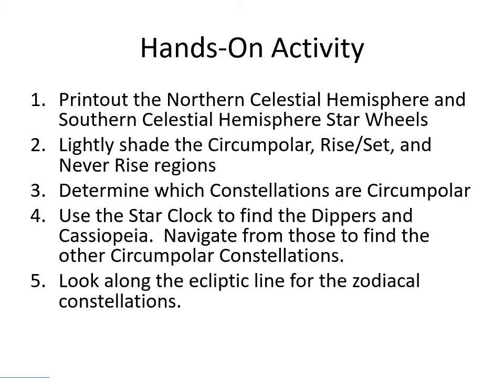To determine which constellations are circumpolar from your observation site, print out the Northern Celestial Hemisphere and Southern Celestial Hemisphere star wheels. Color the different regions. The next two slides explain how to do this, and then two examples are given step by step. Determine which constellations are in the circumpolar region. Use the star clock to find the Dippers and Cassiopeia in the night sky. Navigate between these constellations to find the other circumpolar constellations. Then look along the ecliptic line for the zodiacal constellations.